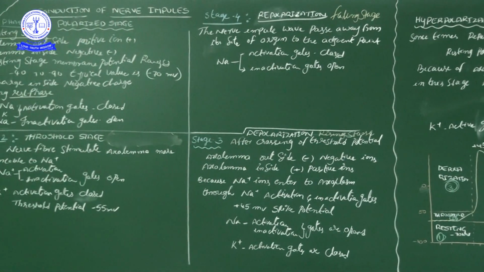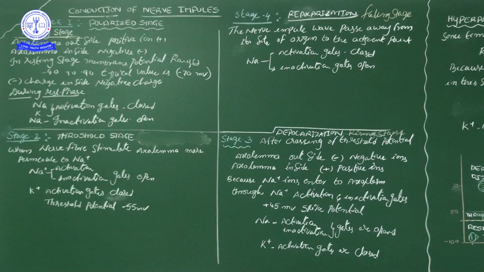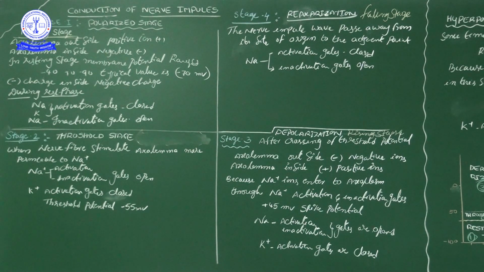Okay, one second. This is the polarized stage. Here, in the polarized stage, what will happen means you are all sitting on your benches. The bell has still not rung. When you sit on your benches in your classroom, your nerves, everything, is in a resting condition.